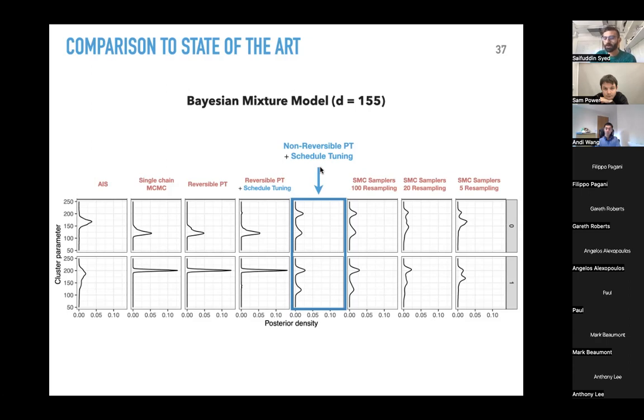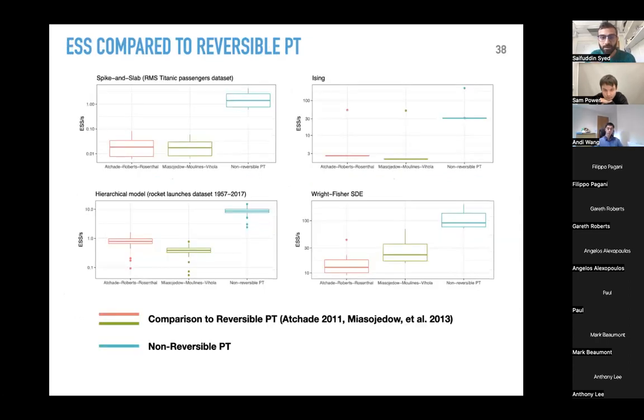So in our experience, non-reversible PT right now is state-of-the-art, or matches the state-of-the-art with sequential Monte Carlo. It's still an open problem which is better, or when you should use one versus the other, but at the very least, it's not performing worse.